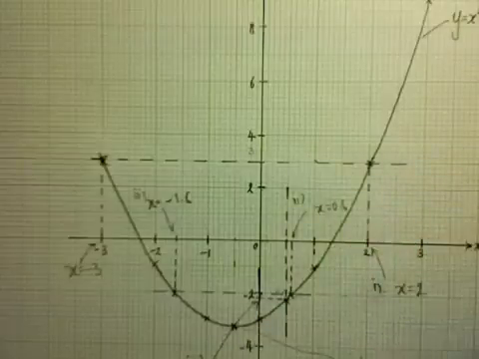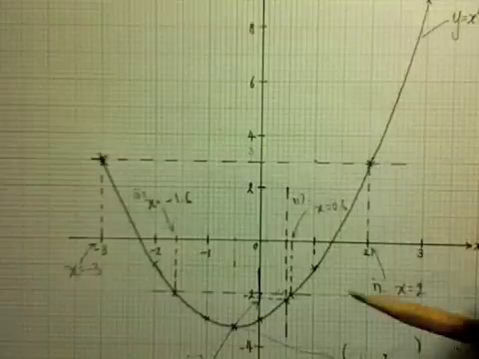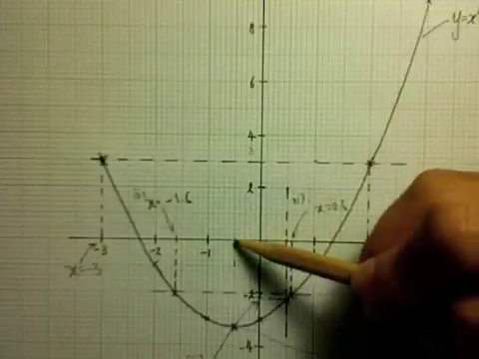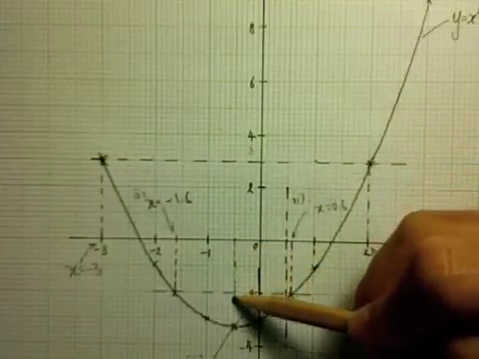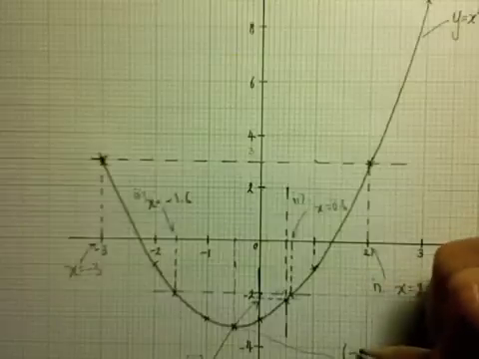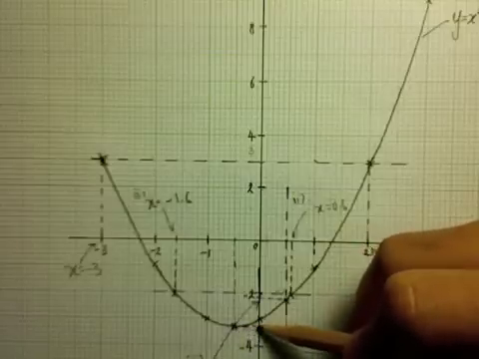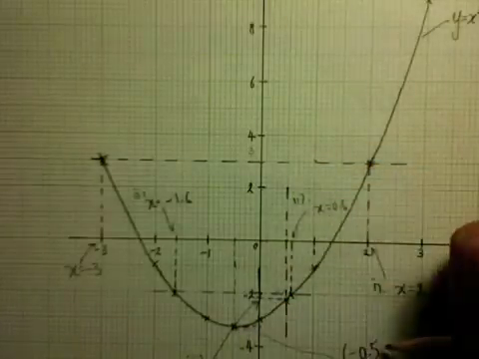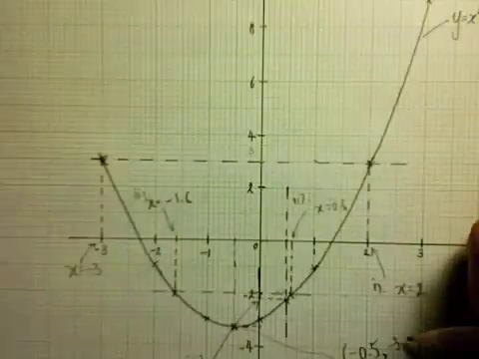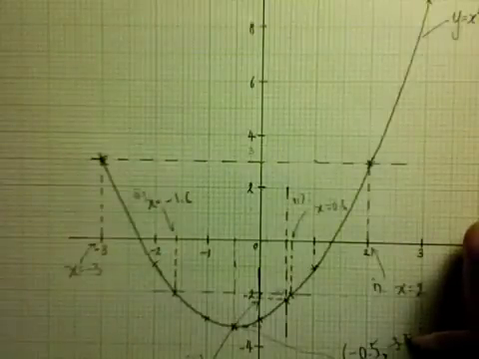Always remember, when writing a coordinate, always start with the x coordinate first. So for this case, the x coordinate will be -0.5, and the y coordinate will be approximately -3.2.